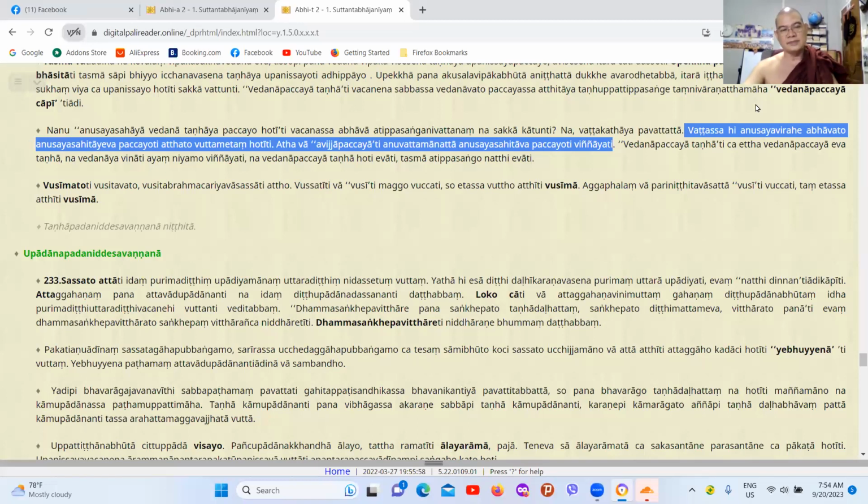So vedana is also accompanied by anusaya, tanha also, upadana also, bhava also. All are accompanied by anusaya here. Paccaya vinyadi should be understood. So vedana paccaya tanha, and so on. In the case of vedana paccaya, vedana paccaya eva tanha, so tanha arises due to vedana only.